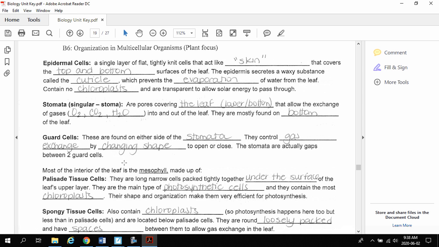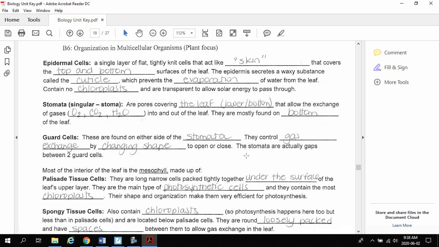So most of the interior of the leaf is the mesophyll. Meso, or just mes, typically means middle. The middle part of the leaf is made up of palisade tissue cells. Those were the ones at the top that I said look like bricks. They're stacked up nicely, stuck together, packed tightly under the surface of the leaf's upper layer, so under the surface of the epidermis. They are the main type of photosynthetic cells, and they contain the most chloroplasts.